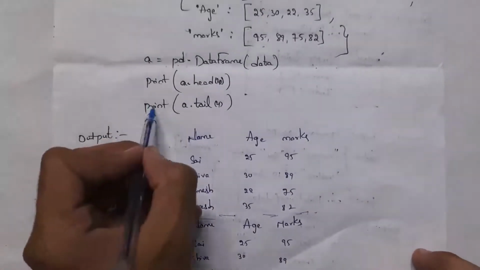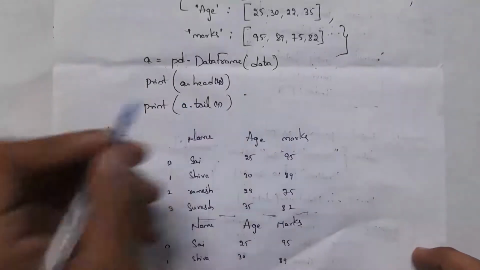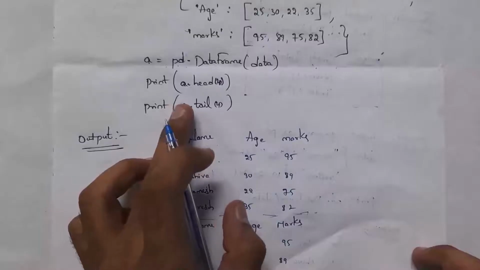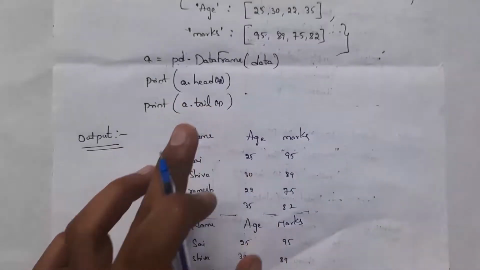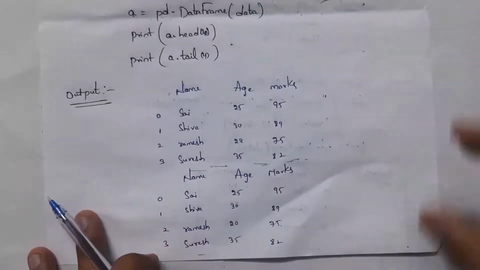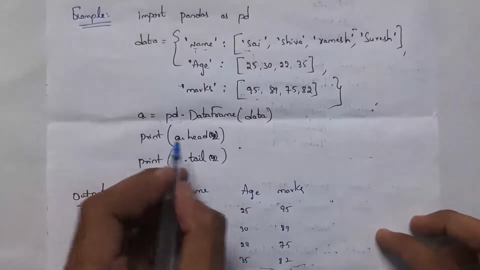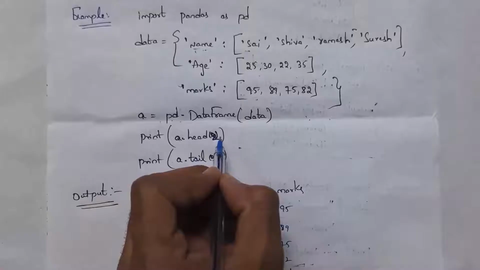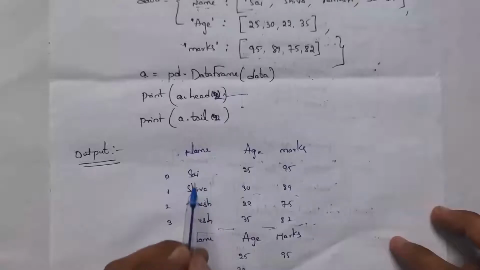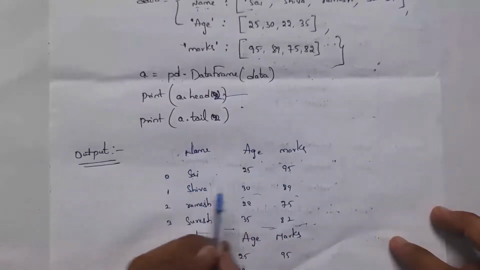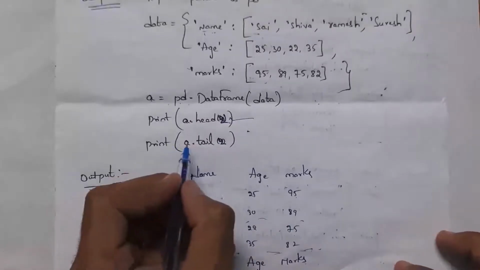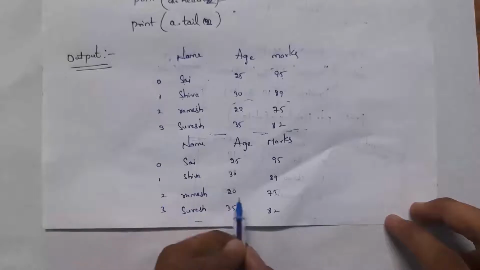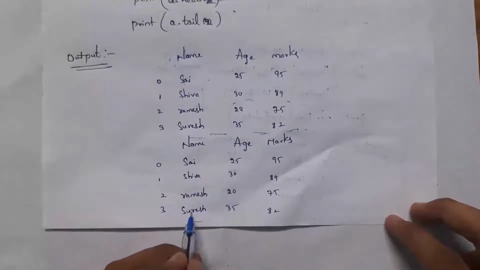And next I wrote here print a dot tail of 4, where head will print only first 4 rows. And whenever you write here a dot tail of 4, it will print last 4 rows. So this is my output. Guys, for example, if I write here print a dot head of 2 and print a dot tail of 2, at first head will print only first 2 rows. Sai 25, 95, Shiva 30 and 89 is my output. And if I write here a dot tail of 2, it will print last 2 rows. Index number 2 Ramesh 20, 75, index number 3 Suresh 35 and 82.